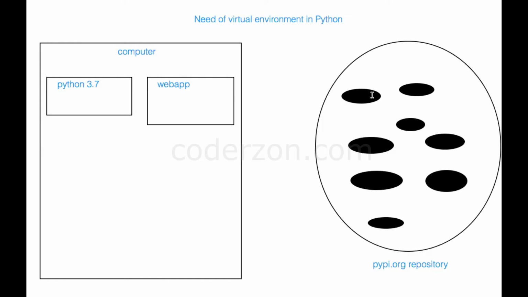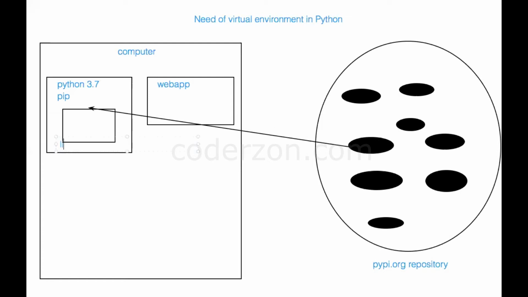So how do you get a library from this repository hosted on the internet to our computer? Python provides a tool called pip that is available as part of your Python installation. Using this utility, you can download packages to the Python installation directory. Imagine this is the package we want to download using pip. We can use a command called pip install, followed by the name of the package.